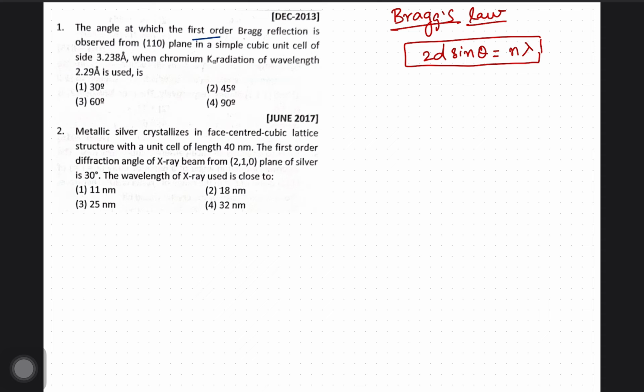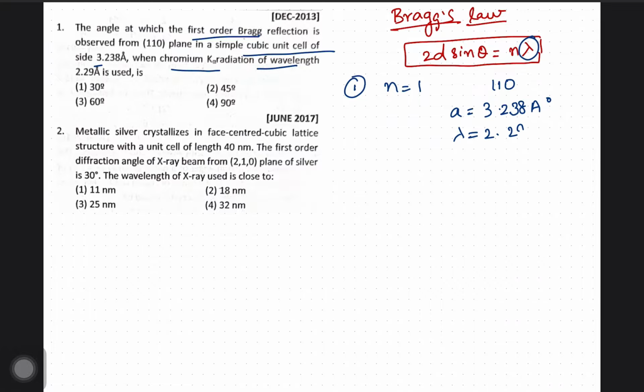See, the angle at which first order Bragg's reflection is observed, n is equal to 1, first order, from the HKL plane 110 in a simple cubic unit cell where A is given as 3.238 Angstrom, when chromium radiation of wavelength 2.298 Angstrom is used. Wavelength is given, A is given, you have to find the angle, that is, you have to find the sine theta value. Very easy.